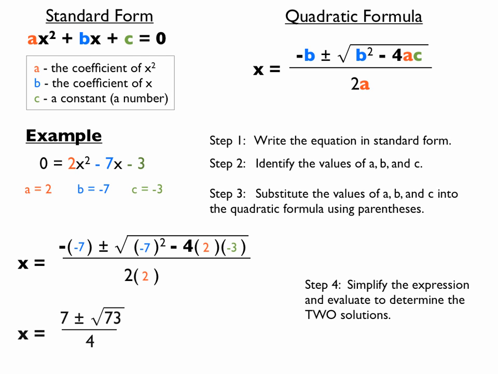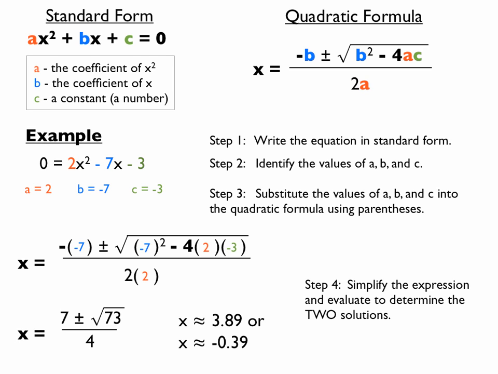So x is going to equal 7 plus or minus the square root of 73 all over 4. Now, because the square root of 73 is an irrational number, there's no way to write down the precise values. So sometimes it's appropriate to write down decimal approximations. So we could say that x is approximately 3.89, or x is approximately negative 0.39.